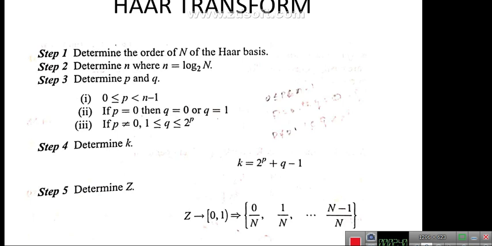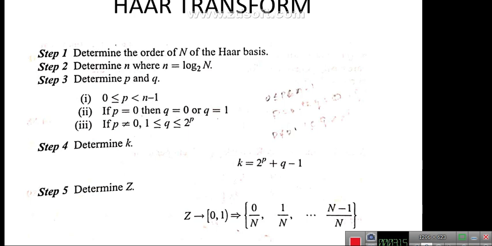Now the Haar transform. The steps for the Haar transform: first determine the order n of the Haar basis, and determine n where n equal to log base 2 of n. Then determine P and Q. First, the P value lies in the range 0 less than or equal to P less than n minus 1. In the second case, if P equal to 0 then Q is equal to 0 or Q equal to 1. And if P not equal to 0 then Q lies between 1 and 2 power P, so 1 less than or equal to Q less than or equal to 2 power P.